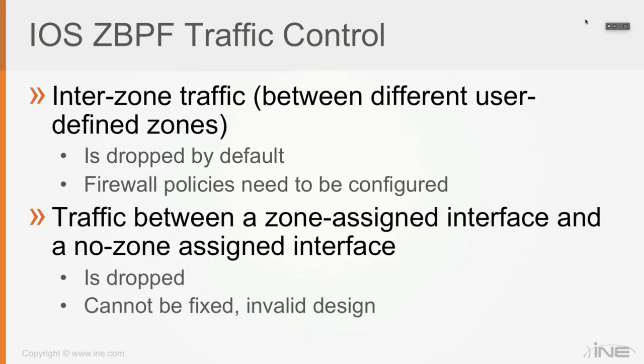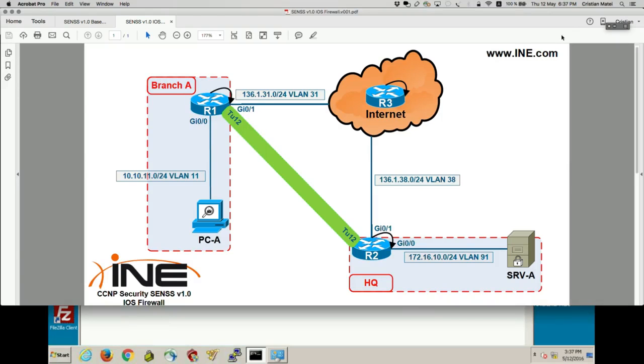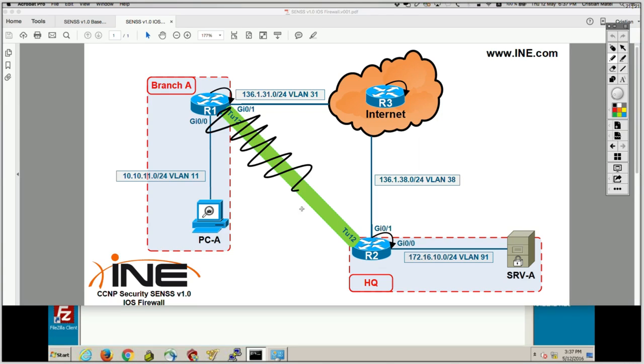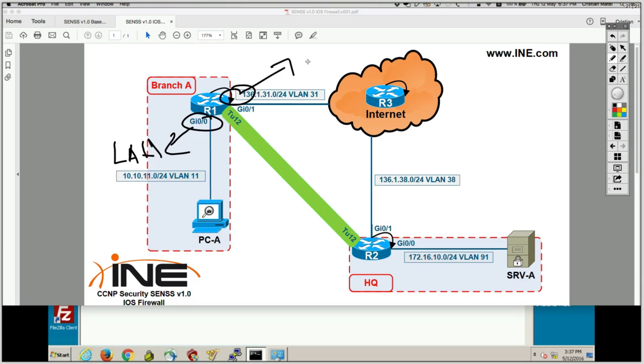Now, traffic between a zone-assigned interface and a no-zone-assigned interface is dropped and cannot be fixed; it's an invalid design. What this means is that if initially you didn't have this tunnel, router 1 had this interface as a member of the LAN zone, and this interface as a member of the internet zone, and you had firewall policies defined to control traffic flowing both ways, from LAN to the internet and the other way around.